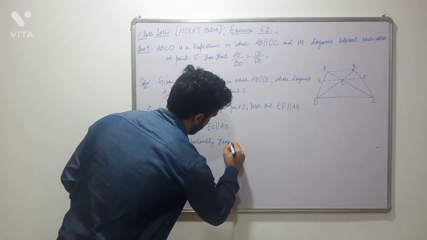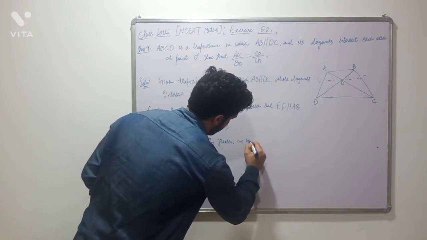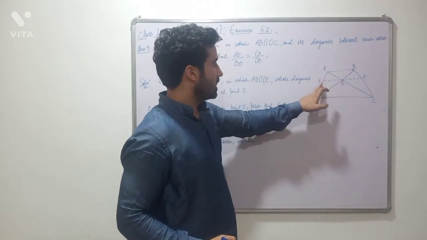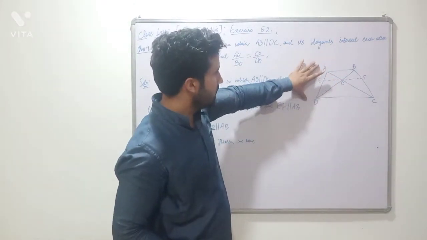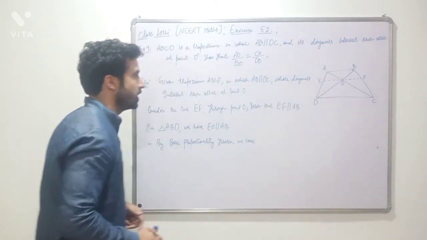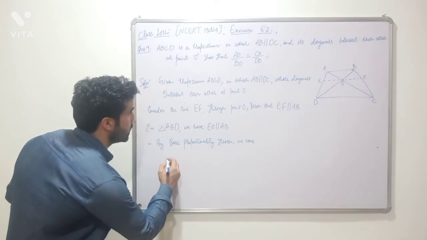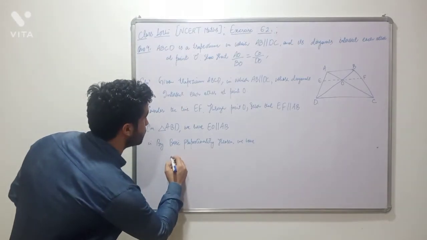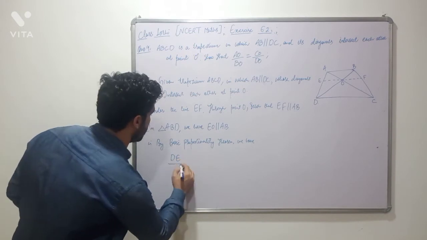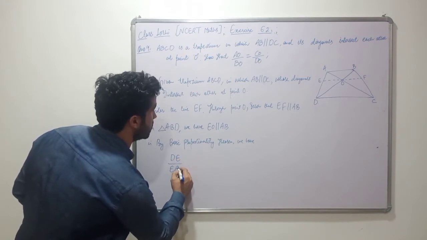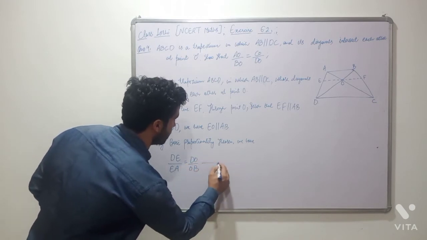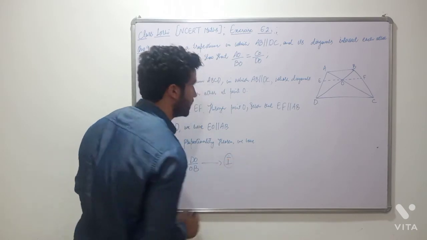therefore by basic proportionality theorem we have, look what we will get: EO is parallel to AB. This means that this line EO will divide AD and BD in the same ratio. Take the ratio. So we will get here DE over EA equal to DO over what? OB. Okay, let that be the first, for example. Here I take it as first, okay.